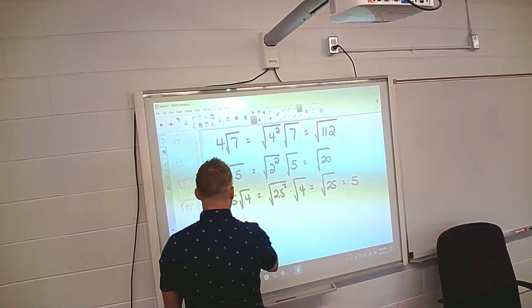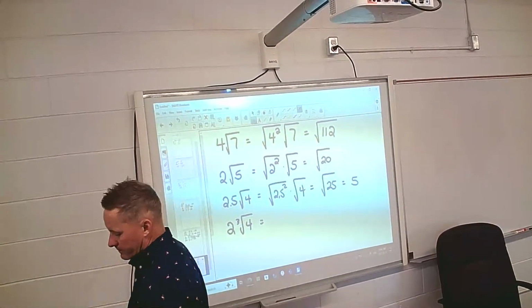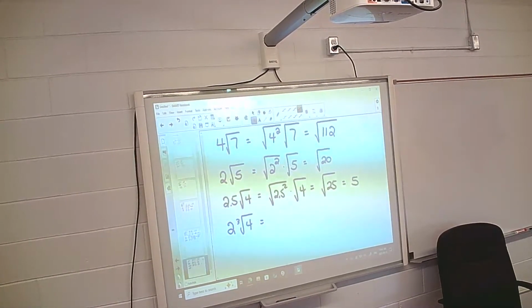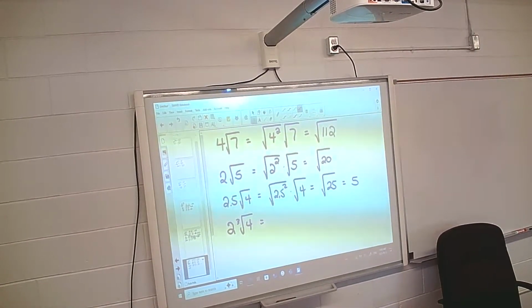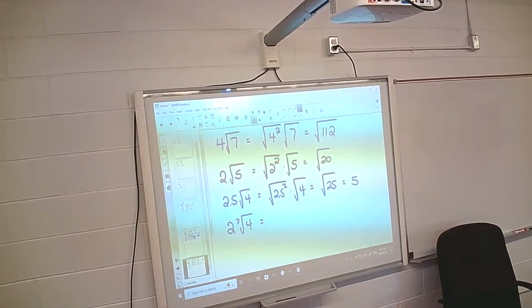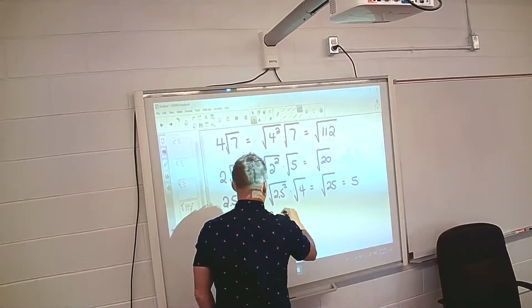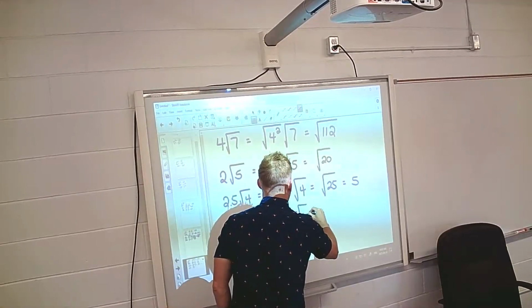Now what I want you to do is think this through. What change do I make to this question from what I've already done? Cubic instead of square. Well done, Taylor. Absolutely correct. I cube root it and I cube it instead of square root. So cube root, 2 cubed, cube root 4.